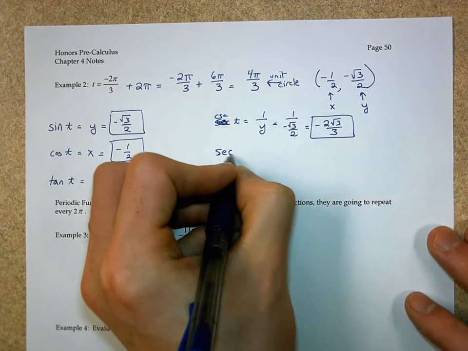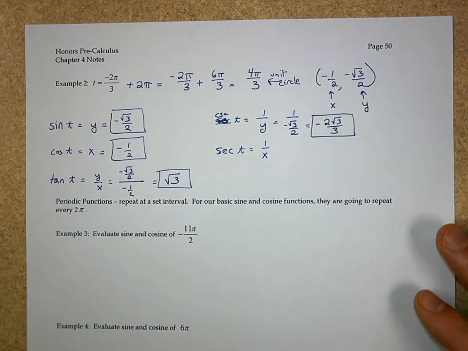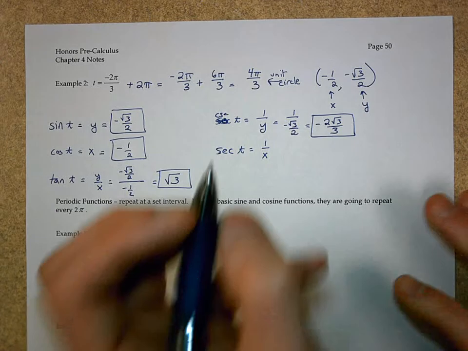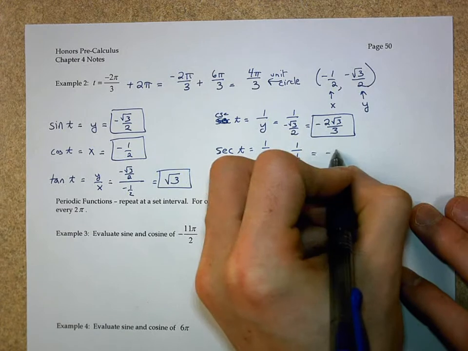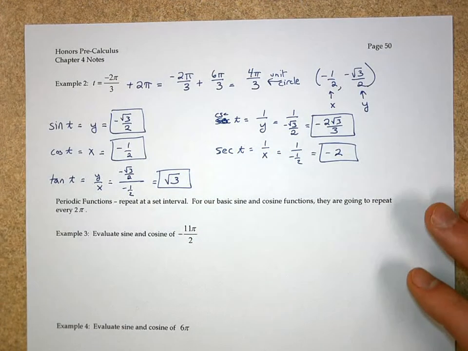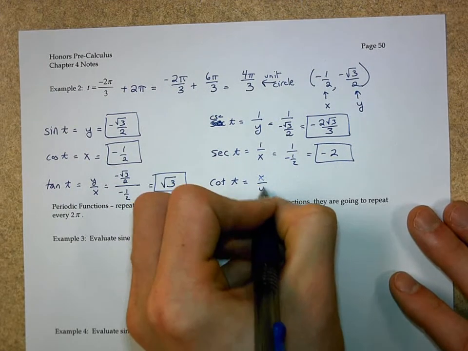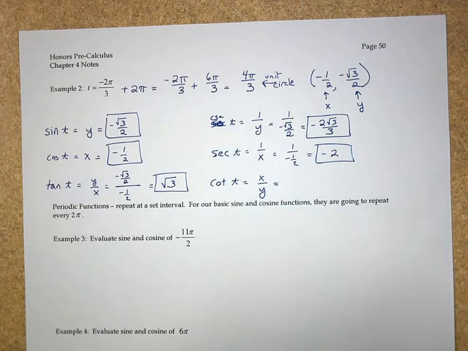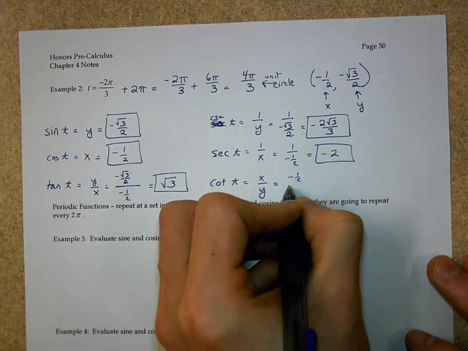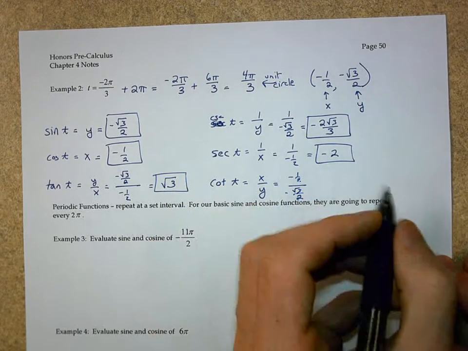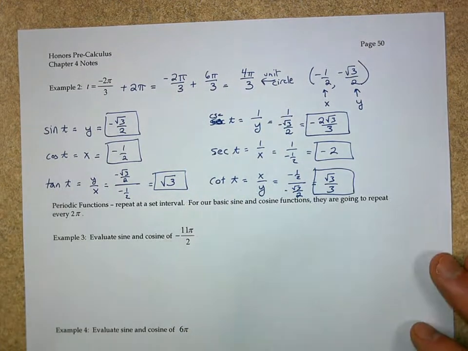The secant is then 1 over x. And if I do 1 over x, that is 1 over a negative 1/2, which ends up being a negative 2. And then finally the cotangent, which is x over y. And if I plug in my x and my y, negative 1/2 over negative square root of 3 over 2 ends up giving me square root of 3 over 3.